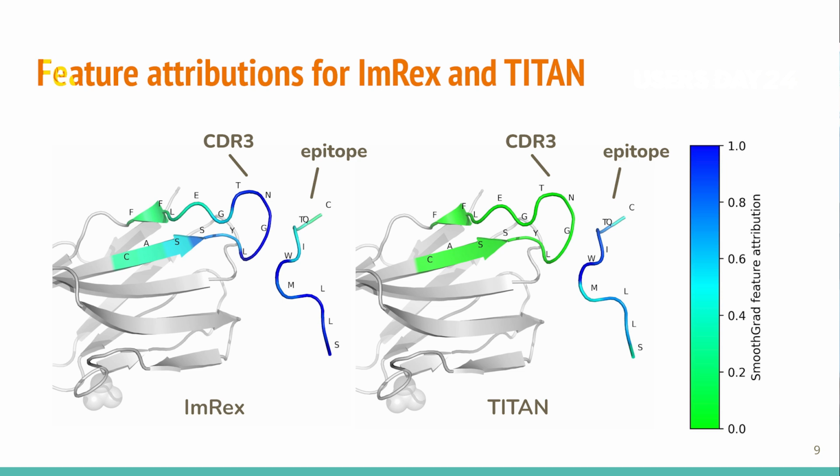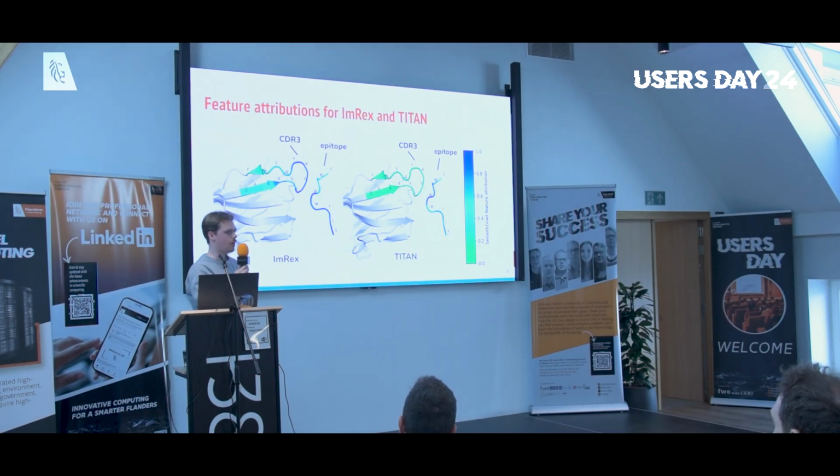On the other hand, the TITAN model, a completely different model but trained on the same data, learned something completely different for this example. They did not really look at the CDR3 region, they only looked at a few positions in the epitope.